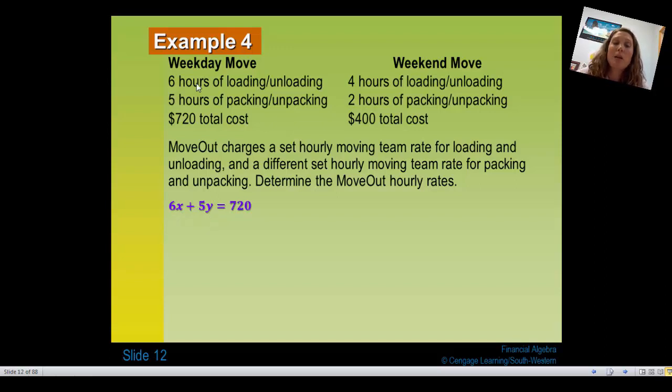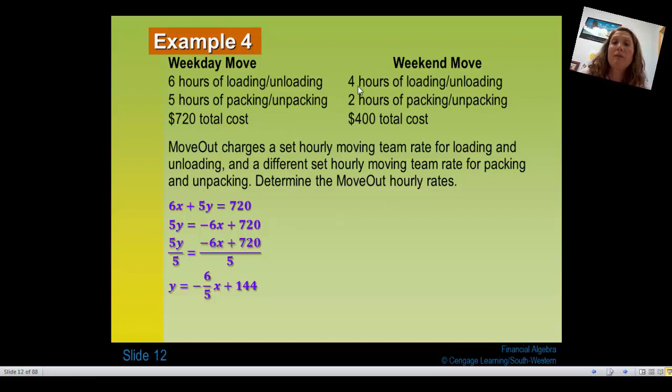So 6 times the cost plus 5 times the cost for packing and unpacking equals $720. So I want to get my y value by itself. So I'm going to move the 6x over, so I'm going to subtract 6x from both sides, and then divide everything by 5. And I get a pretty little equation, y equals negative 6/5 x plus 144.